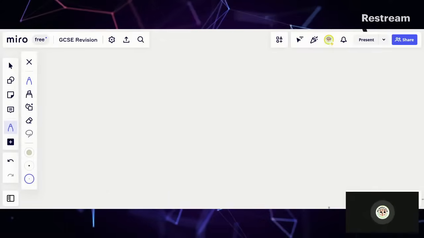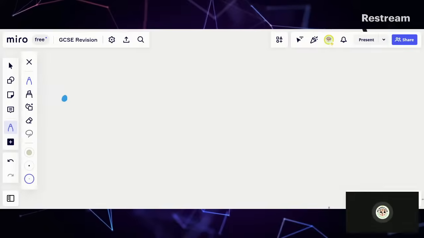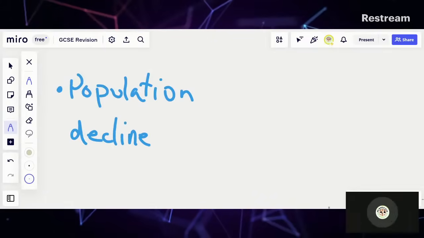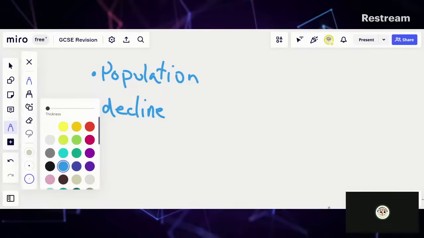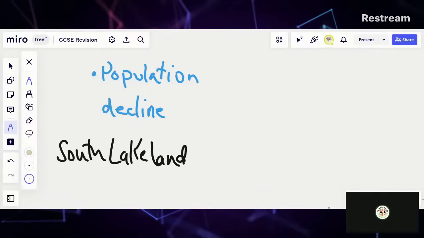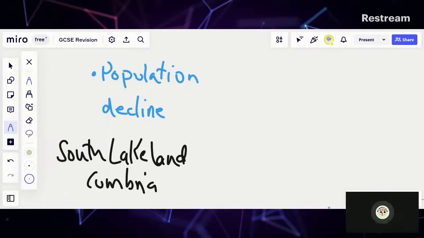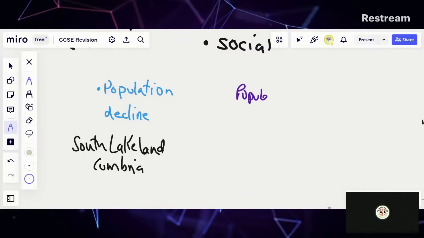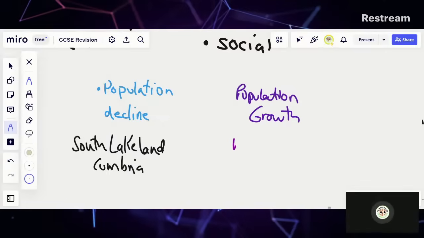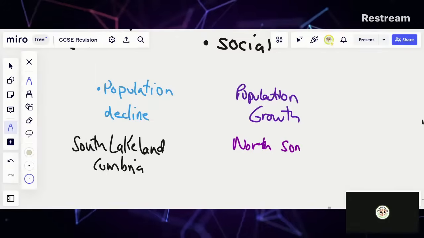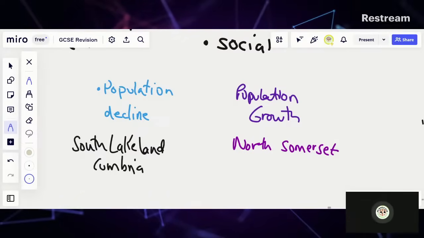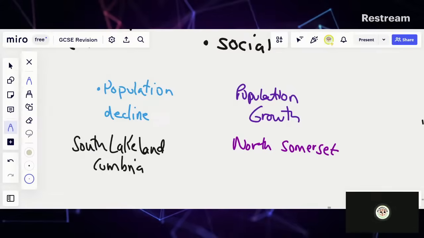So let's look at some examples. So here's an example. So we will be comparing an area of population decline, which is South Lakeland, Cumbria, which is classified as a northern area. And then you're going to be comparing this to an area of population growth. In this case, we are going to be looking at North Somerset. So North Somerset is found in the southwest of England, and Cumbria is a rural county found in the northwest of England.